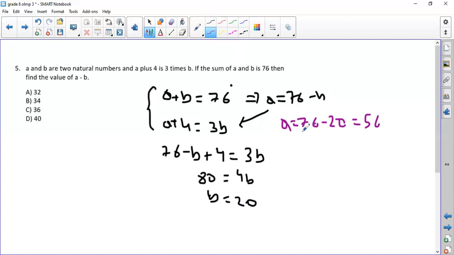20 plus 56 gives 76. It is okay. A plus 4, which means 76 plus 4, is 80. Is it the same as 3B? Sorry, 56 plus 4 is 60. 3 times 20 will give me 60. So they are right, so the answer is right. In this way, you can solve the equations if we have two unknowns.